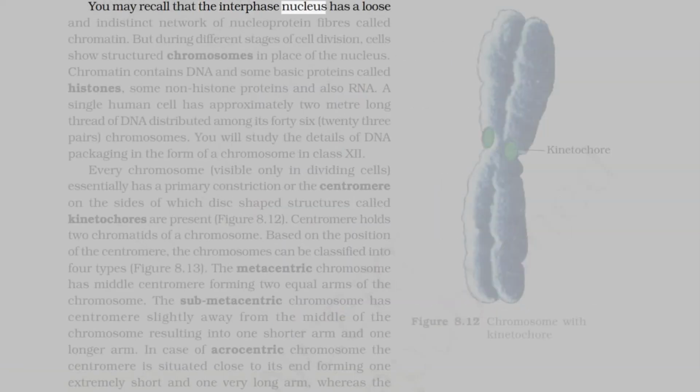The interphase nucleus has a loose and indistinct network of nucleoprotein fibres called chromatin. But during different stages of cell division, cells show structured chromosomes in place of the nucleus. Chromatin contains DNA and some basic proteins called histones, some non-histone proteins and also RNA. A single human cell has approximately 2-meter long thread of DNA distributed among its 23 pairs of chromosomes. You will study the details of DNA packaging in the form of a chromosome in class 12.